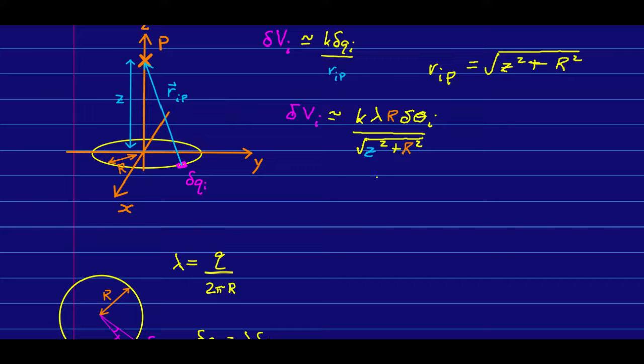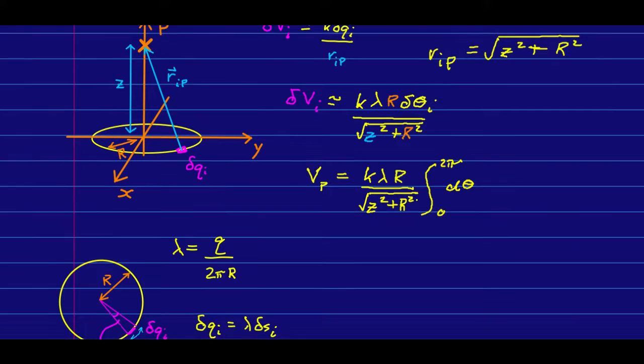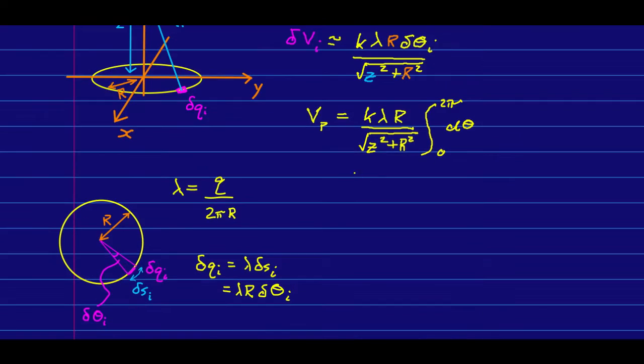I'm going to skip straight to writing the integral. So my potential at P is going to be, I have constants k lambda r, and everything in the denominator is a constant as well. We're not integrating with respect to z or r. And so we have the easiest integral ever, and we are integrating theta from 0 to 2 pi, in other words, all the way around the ring. And so that's pretty simple. That integral comes out as nothing more than 2 pi.